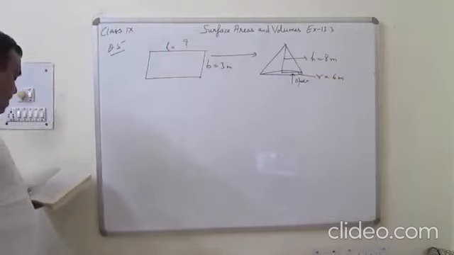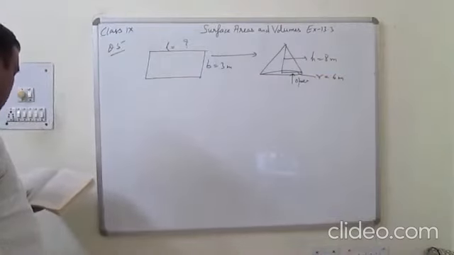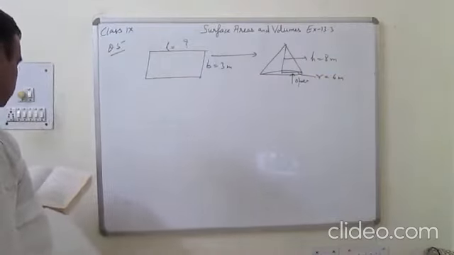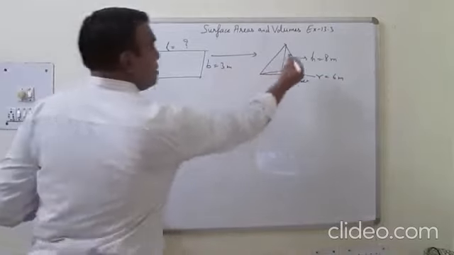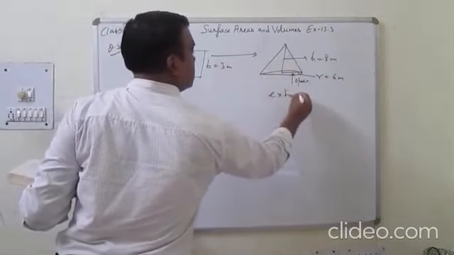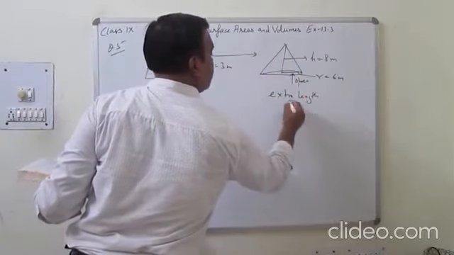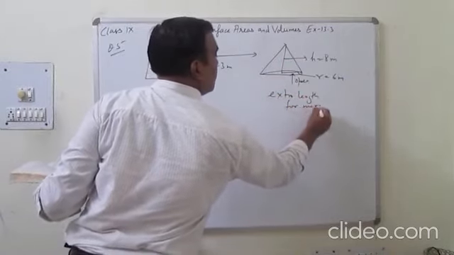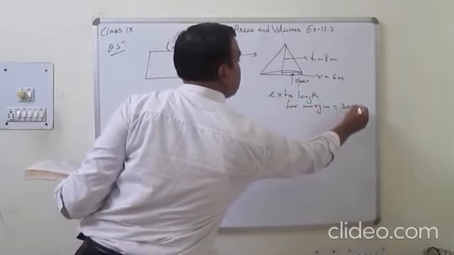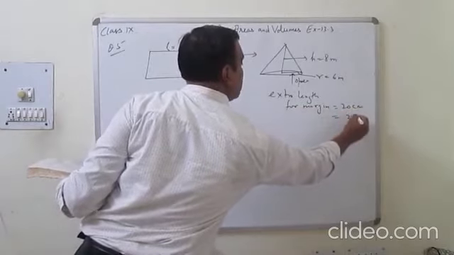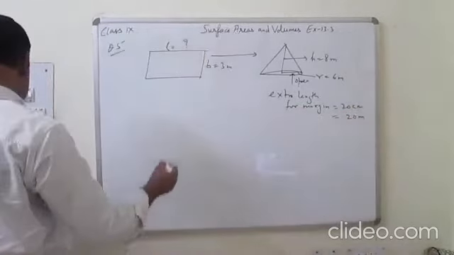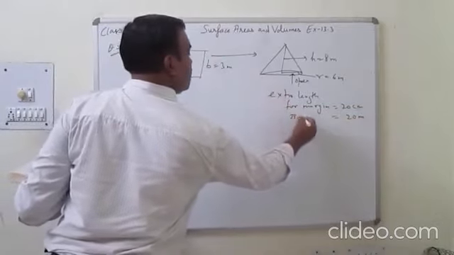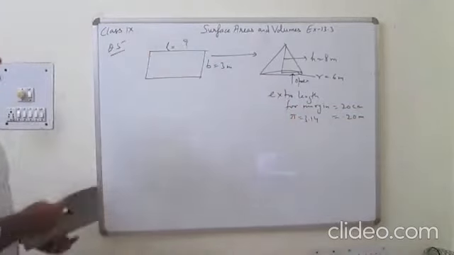Assume that the extra length of material that will be required for stitching and wastage, extra length for margin, is approximately 20 centimeter. ये लास्ट में जोड़ेंगे. Everything is in meter, so it is 0.20 meter. And use pi is equal to 3.14.